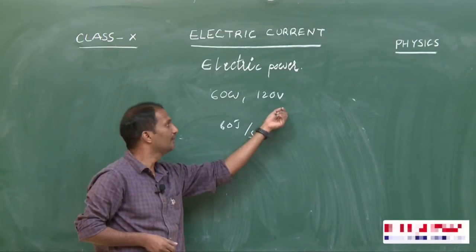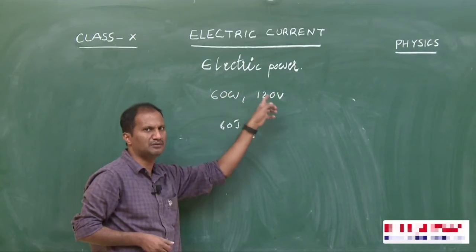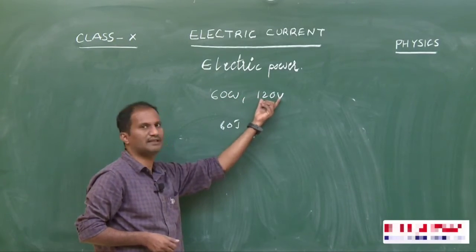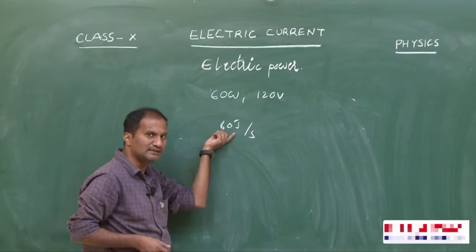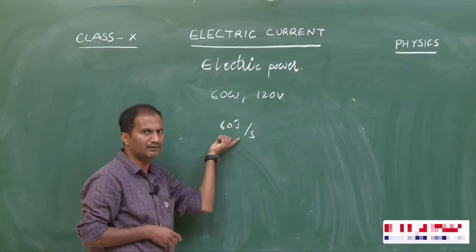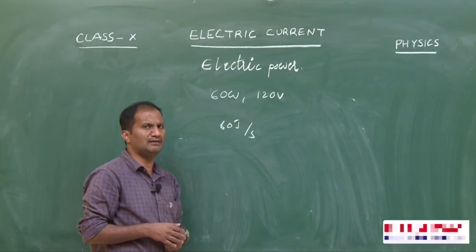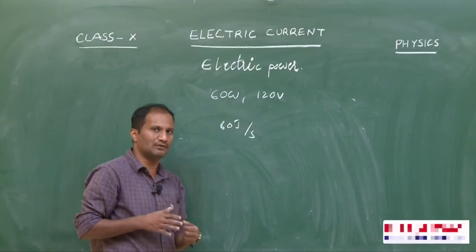Clearly once again, if you connect a bulb which is labeled like this, that is 60 watts and 120 volts, to a 120 volt source of electricity, then it can draw 60 joules of energy per second. That is the meaning of the labeling of these two. And also we can find the amount of resistance offered by this bulb for the flow of electricity.